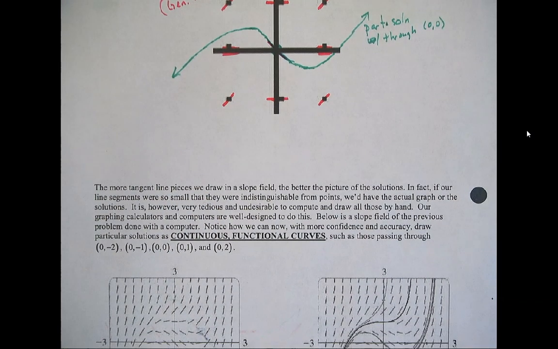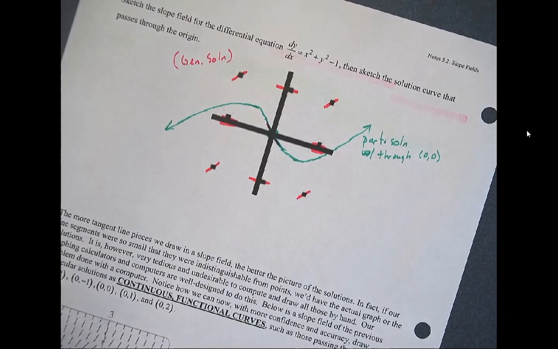So slope fields are pretty much an exact science. Actually, how about this? They're an exact science for every slope that's 0 or 1 or -1 or infinity. Everything else is kind of a decent estimate. And when you draw the particular solution, it's really just an estimate as best you can.